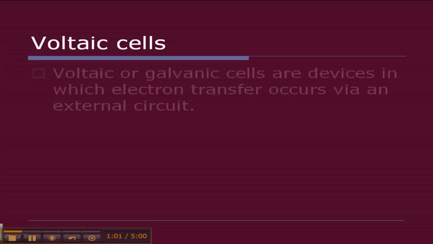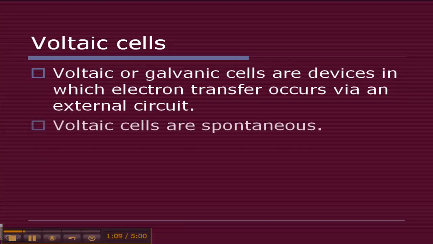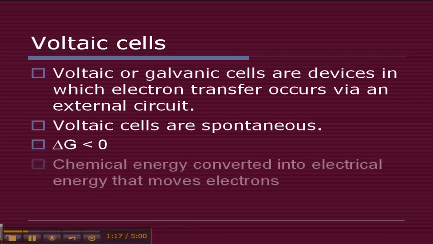So voltaic cells or galvanic cells are devices in which this electron transfer occurs via an external circuit. They are spontaneous, and this occurs when our delta G is less than 0. Now, chemical energy is going to be converted into electrical energy that's going to move electrons in these cells.